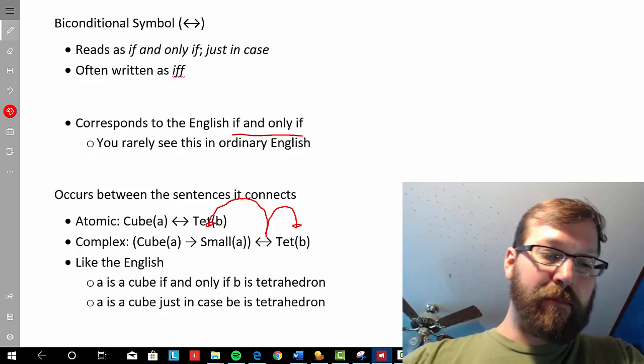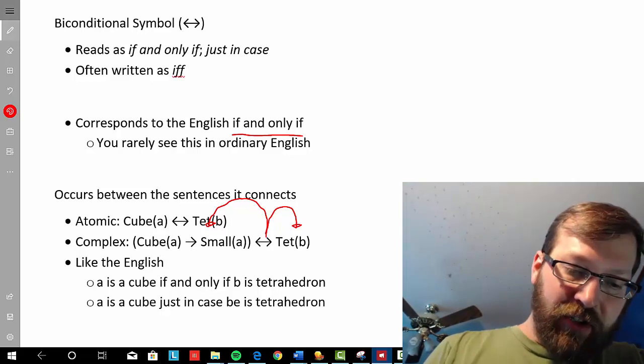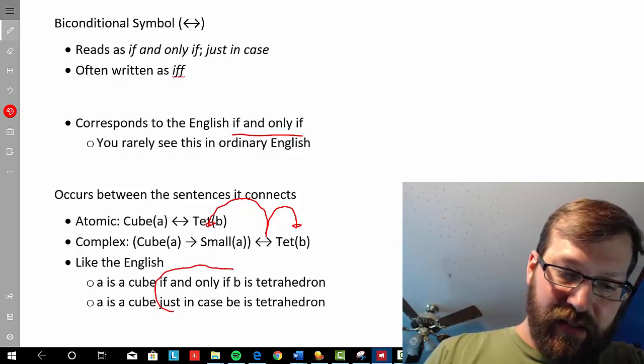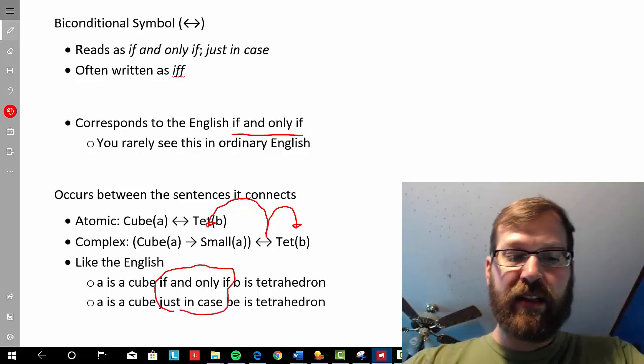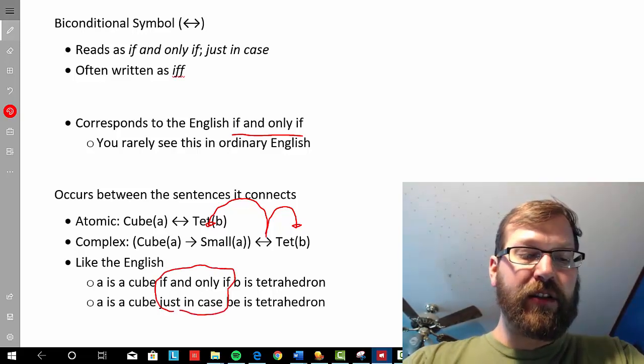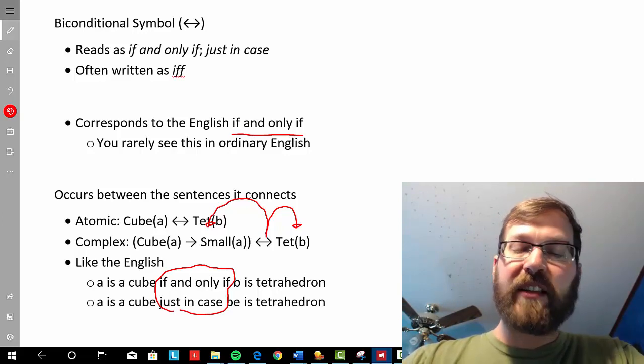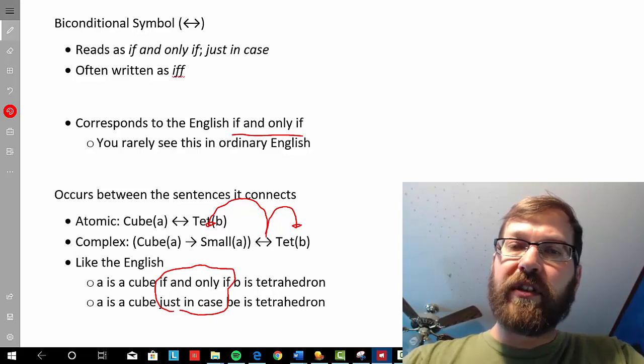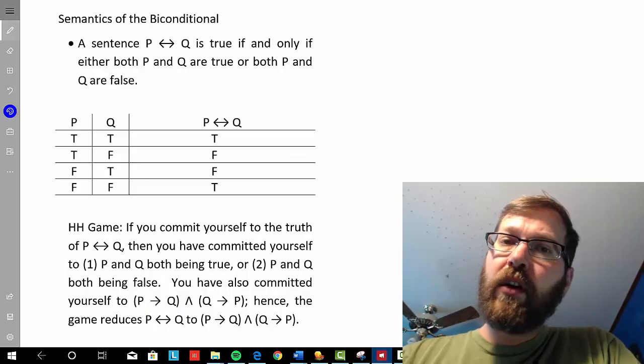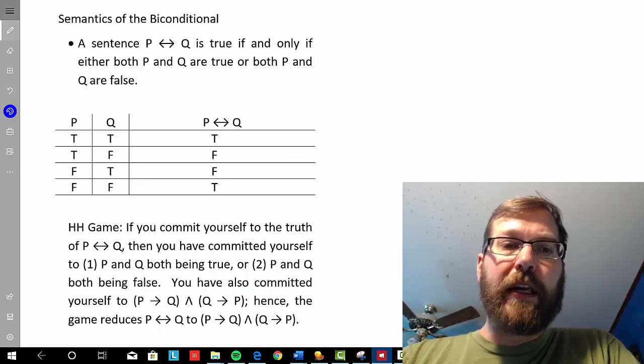All right, so it turns out English works the same way. If and only if and just in case occur in between the sentences that it's connecting. So A is a cube if and only if B is a tetrahedron. A is a cube just in case B is a tetrahedron. All right, let's turn to the semantics of the biconditional. Okay, so what does the biconditional symbol mean?